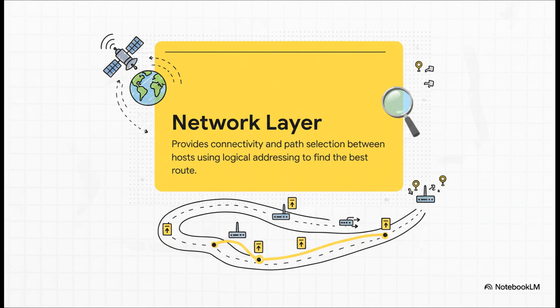Next, the network layer, or the internet layer in the TCP/IP world. This is your data's personal GPS. It uses those logical addresses, like an IP address, to figure out the absolute best, most efficient path for each of those little data packets to take across the gigantic, complicated web of the internet.